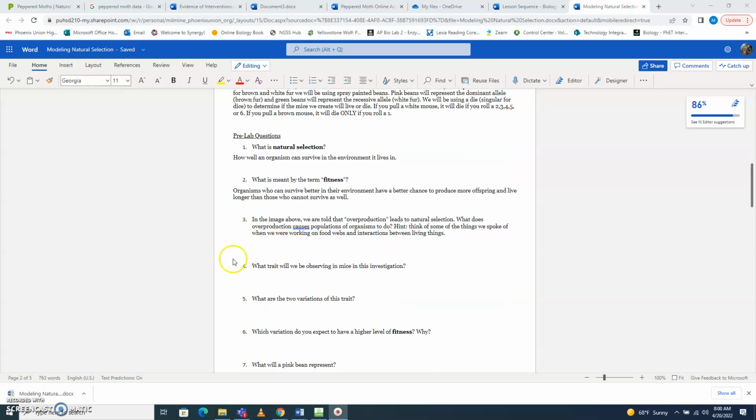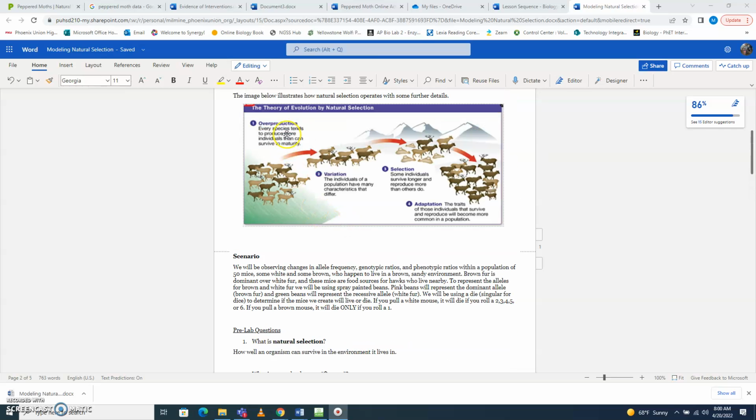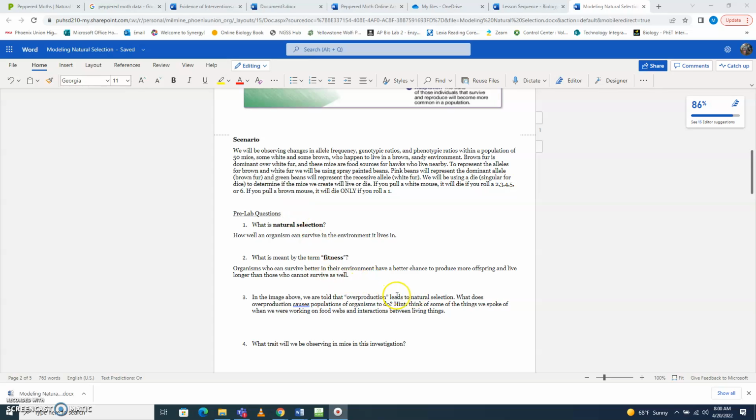Looking at number 3, in the image we are told that overproduction, we saw overproduction right here, leads to natural selection. What does overproduction cause populations of organisms to do? So we have to think of what we spoke of when we were looking at food webs way back in August. So let's break this down.